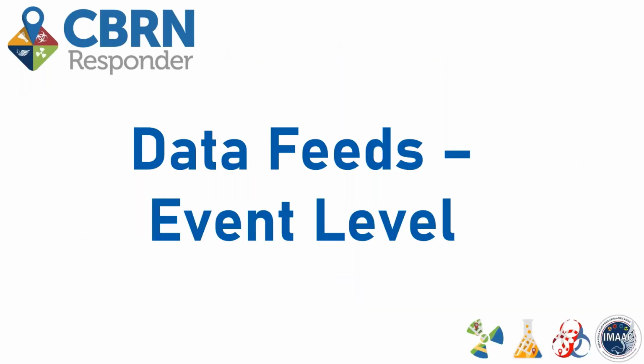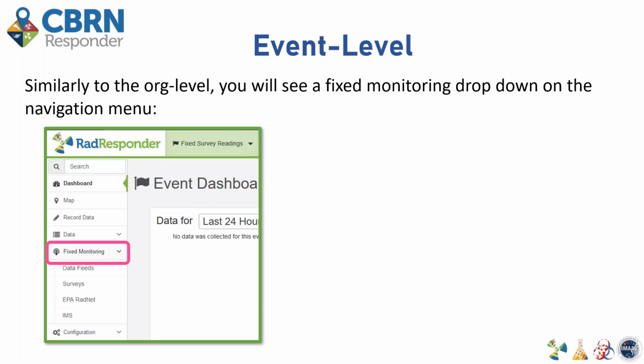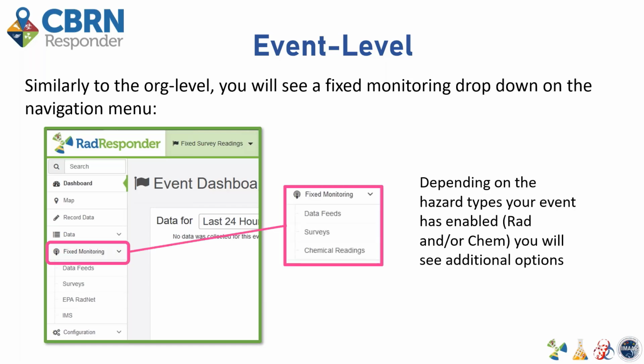And now I'm going to switch to the event level, which as far as viewing the data feeds is pretty similar. So I'm going to see that fixed monitoring drop-down menu again. And a lot of this, as I keep mentioning, is depending on the hazard type. So if I create a radiological event, I'm only going to see that surveys option there. Or if I create a radiological and chemical event, and my data feed is set up for both, I will see both surveys and chemical readings listed there.